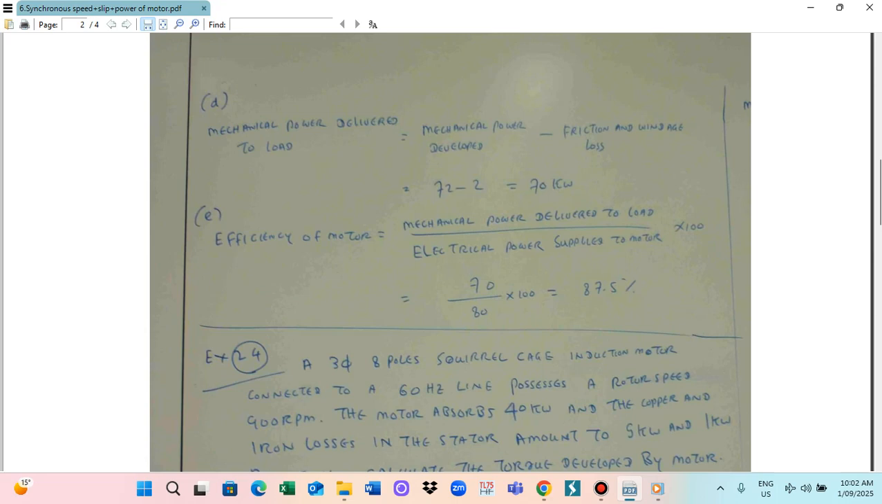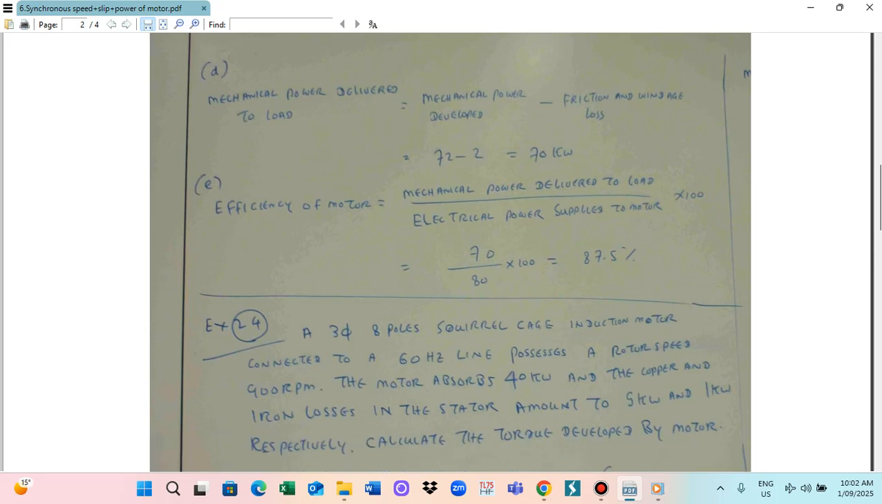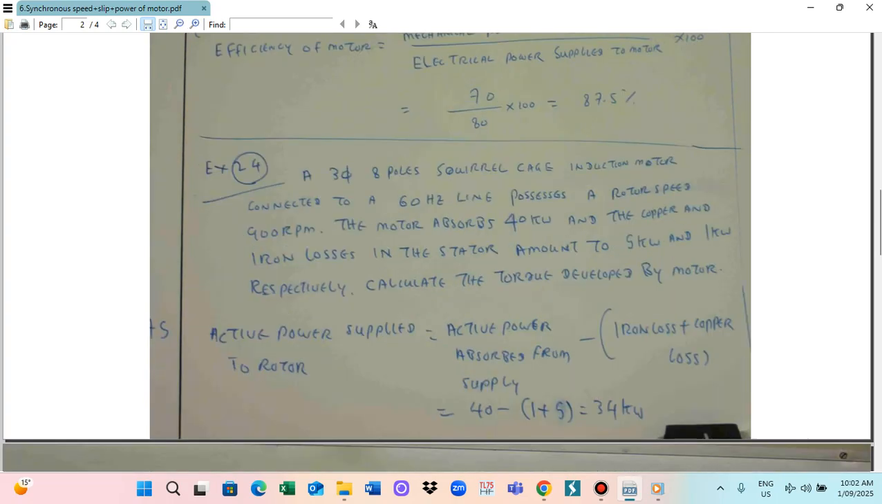We have to calculate the active power supplied to the rotor. This power is sent to the rotor, and the iron and copper loss goes out. The mechanical power developed by the rotor is the active power supply minus the rotor copper loss. After that you get the shaft power, and then you calculate the torque using this formula: multiply by 9.55, divided by the rotor speed.